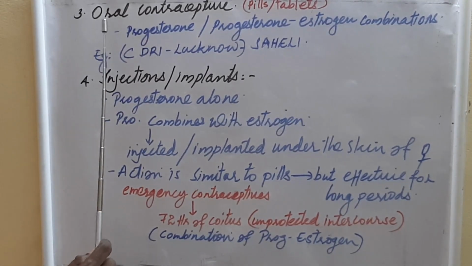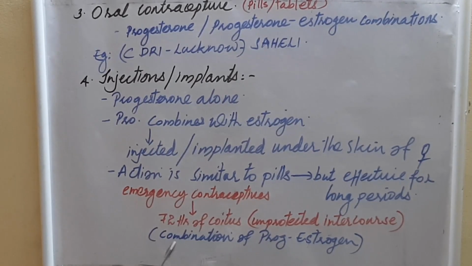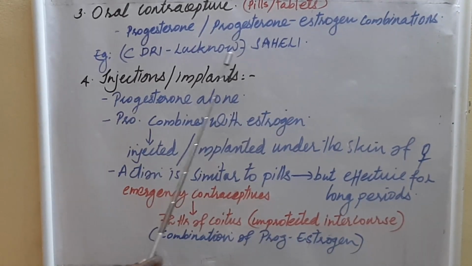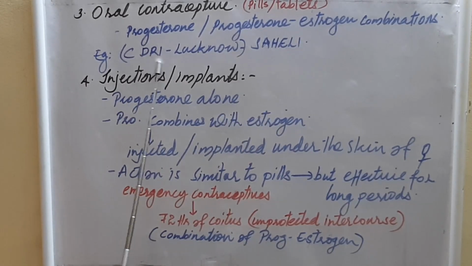Oral contraceptives, that is in the form of pills or tablets. These are also hormonal preparations that are made from progesterone alone or progesterone-estrogen combinations. And we have to recollect the name of the contraceptive pill Saheli, that was developed by the CDRI Lucknow, Central Drug Research Institute Lucknow.